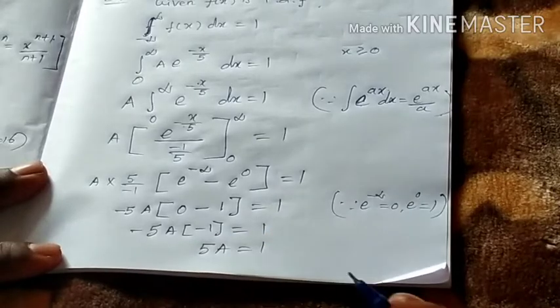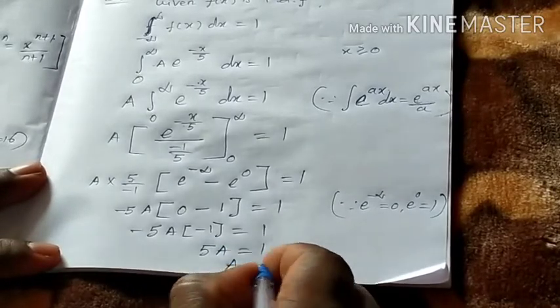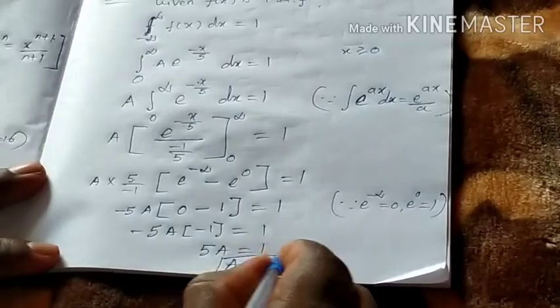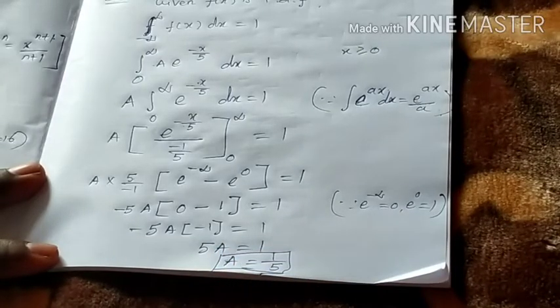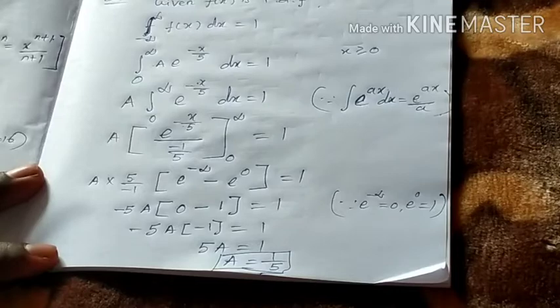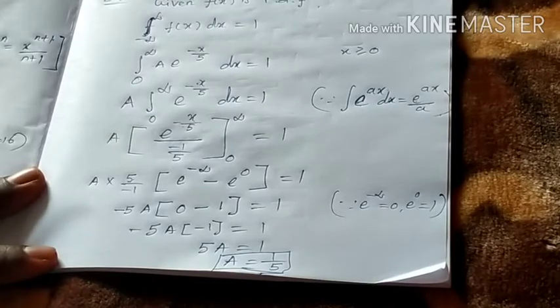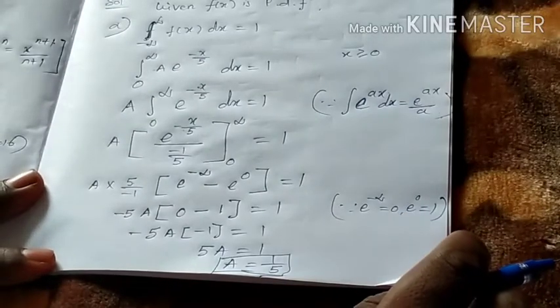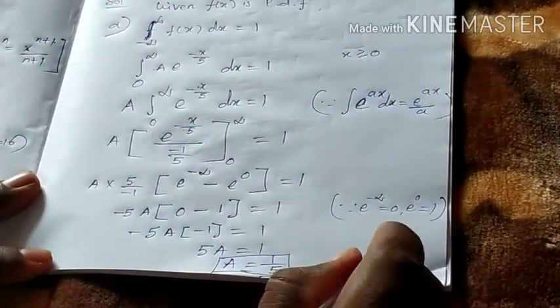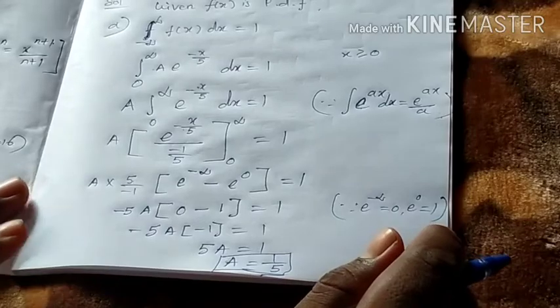5a equal to 1, then a is equal to 1 by 5. Okay, now we get the value of a. Have you understood? Then the B question. This is for A. Okay, so next find the B. B has 3 subdivisions. Okay, one by one is solved.